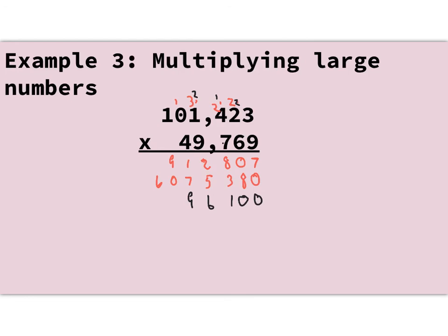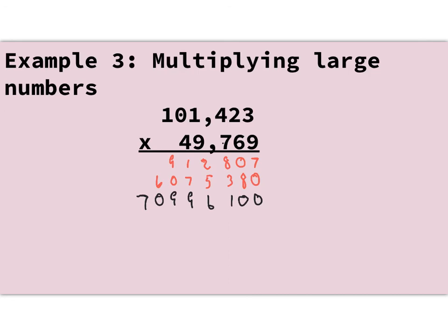7 times 1 is 7, plus 2 is 9. 7 times 0 is 0. 7 times 1 is 7. And so what you're going to need to do as you run through these is take your eraser and erase out as you go through. That's why they put erasers on pencils.